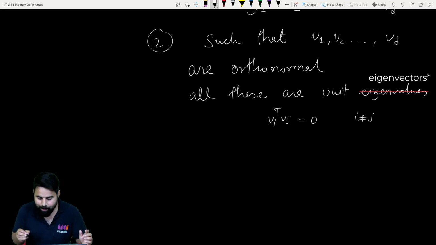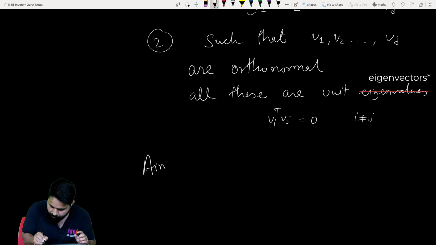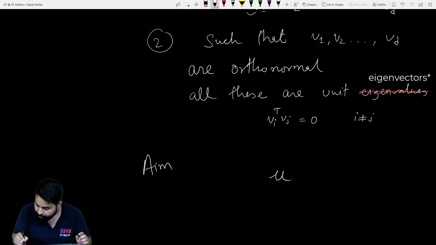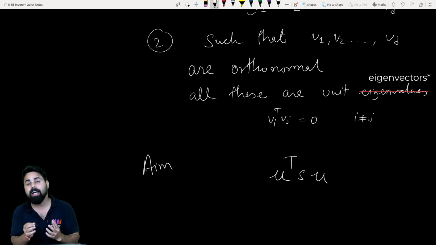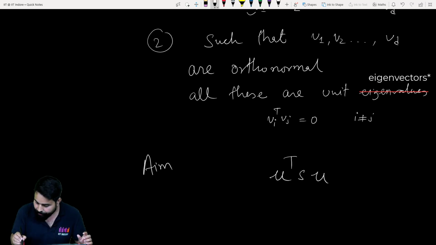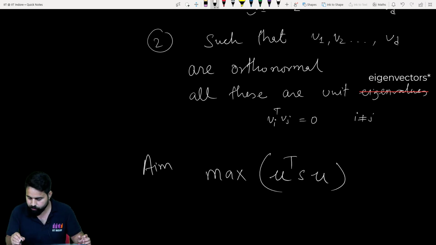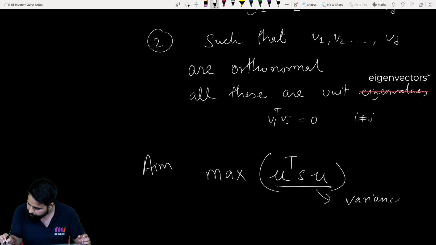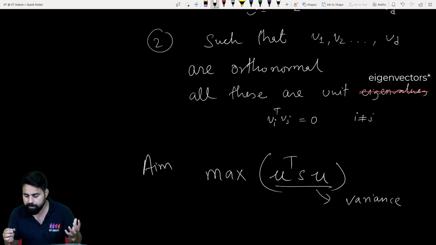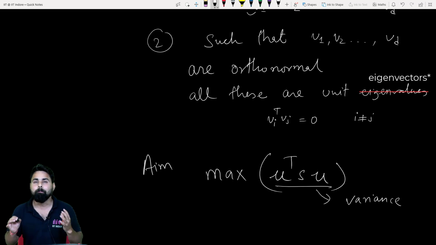Now remember, our aim was what? The aim was to find u such that the variance, if you project the data along u, was coming out to be this, right? So this should be maximum. This was indeed the variance we have seen. So we have to find u such that this quantity should be the maximum.